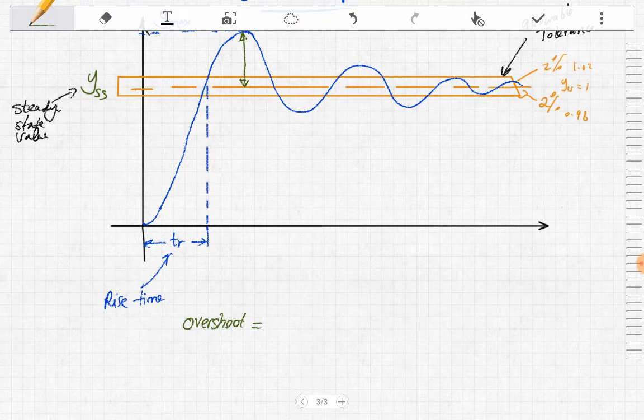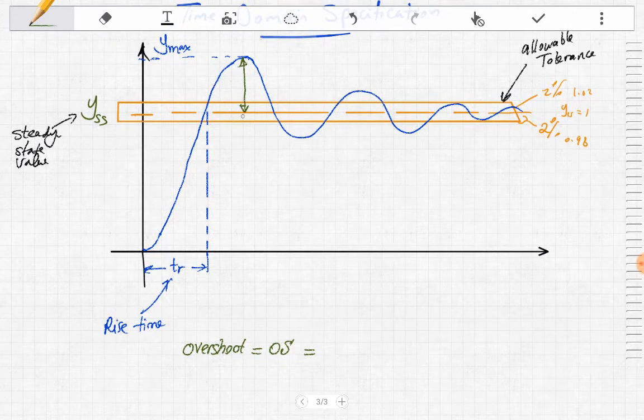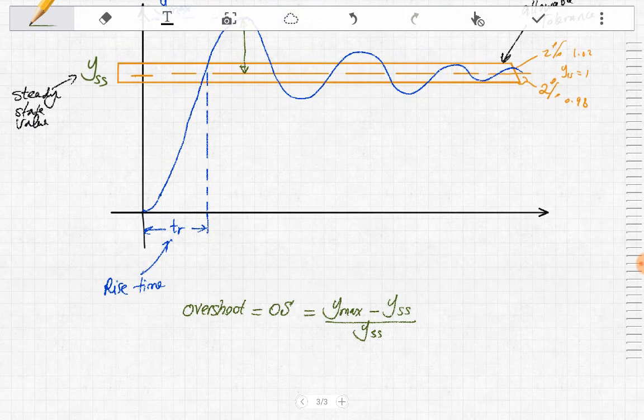Let's agree about the symbol for the overshoot. Some call it OS, for example. The overshoot is equal to what? Equal to the maximum value minus the steady state, Y max minus Y steady state, over Y steady state. You have to refer it to the steady state value. And if you multiply it by 100, you can make it a percentage.